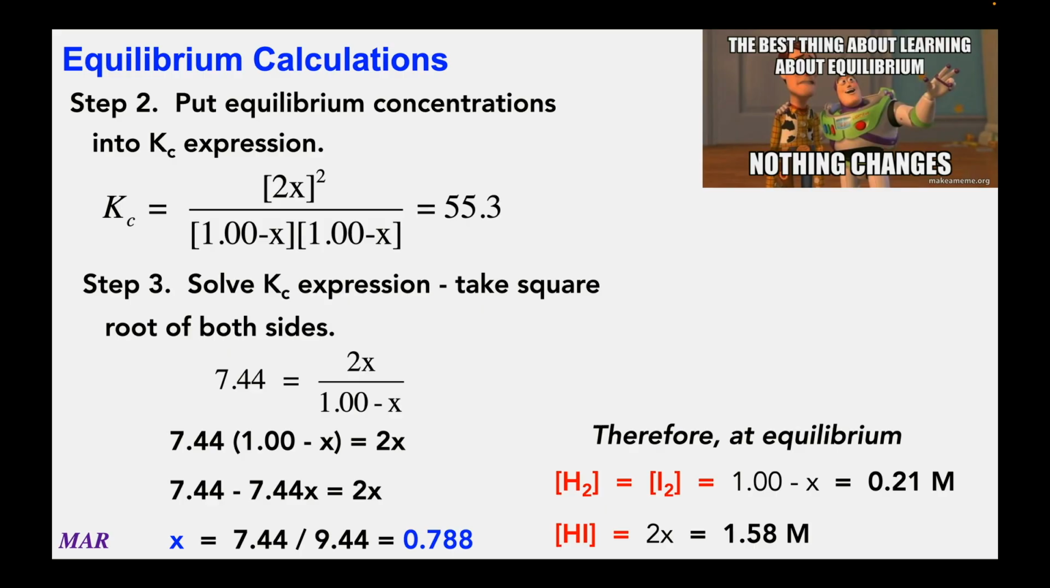Now, from this point, you can figure out the H2, the I2, and the HI. The H2 and the I2 are both equal to 1 minus 0.788, and that comes out to be 0.21 moles per liter. On the other hand, if you're curious, the HI will be 2 times the x. 2 times 0.788 comes out to be 1.58 moles per liter. So these are the values at equilibrium.